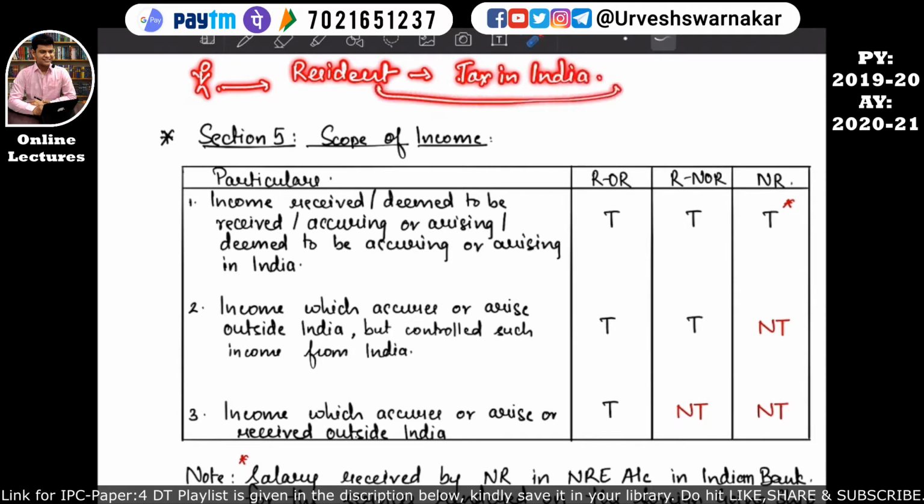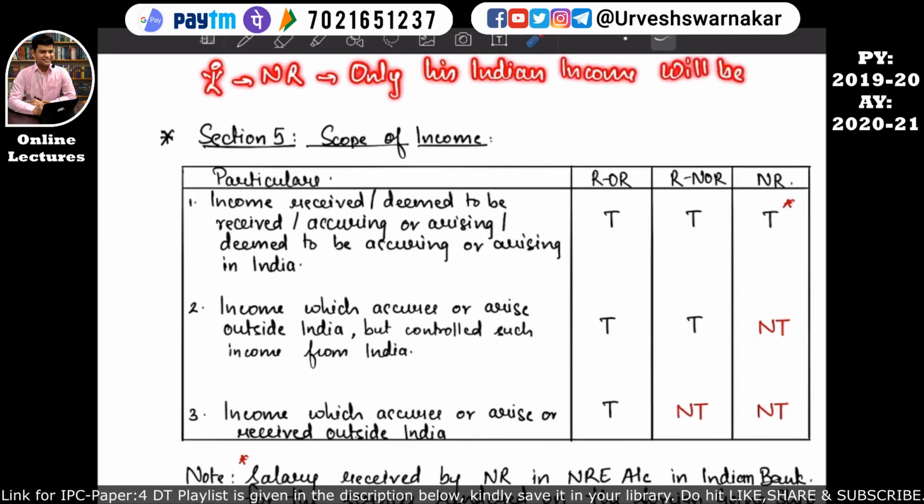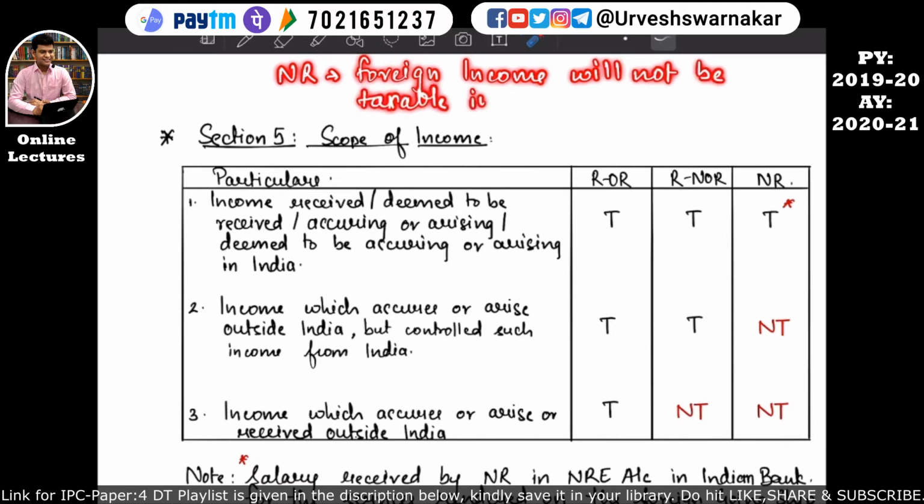So whatever income, that means his Indian income plus foreign income, I hope this is quite clear to you all. Both will be taxable in India. But if this individual is a non-resident, then only his Indian income will be taxable. I hope that is quite clear to you all. That means this non-resident's foreign income will not be taxable in India. I hope this is quite clear.